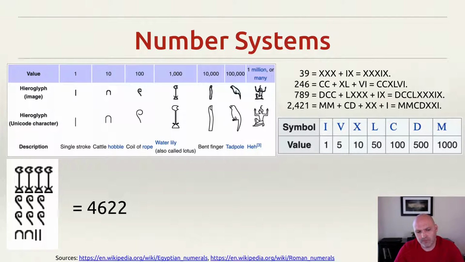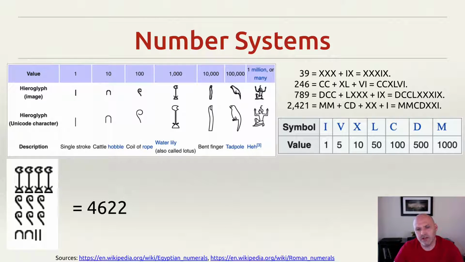You can see in a more complex number down here, like 4,622, that we have 4 water lilies, each representing 1,000, 6 coils of rope, each representing 100, 2 cattle hobbles, and 2 single strokes, bringing us to our grand total.